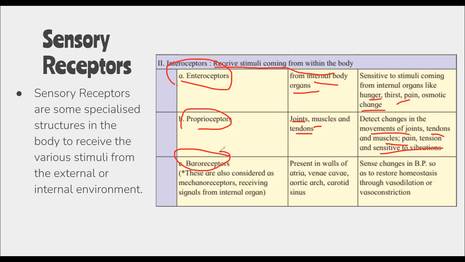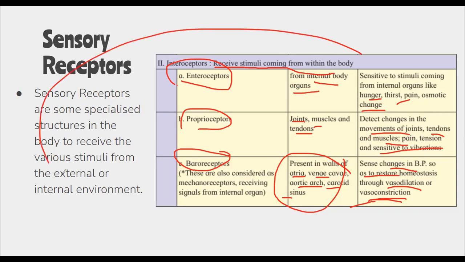This is basically for pressure. Now, this pressure can also be with respect to the blood pressure. Yes. So they are present in the walls of the vena cava, your veins, the superior vena cava, inferior vena cava, the aortic arch, the carotid sinus. These are all your blood vessels. They will sense the changes in the blood pressure so as to restore the balance. They will try to bring the blood pressure to normal either through vasodilation or vasoconstriction, that is relaxing of the blood vessels or constriction of the blood vessels.